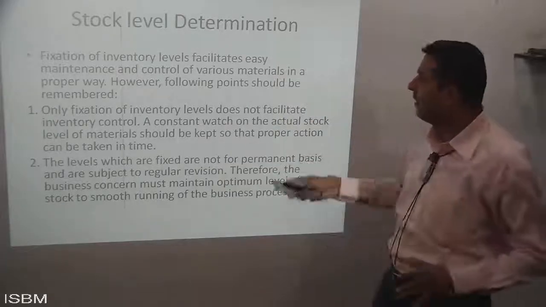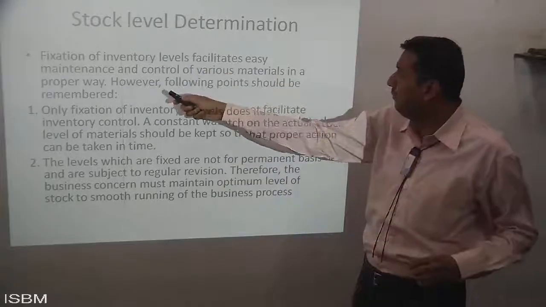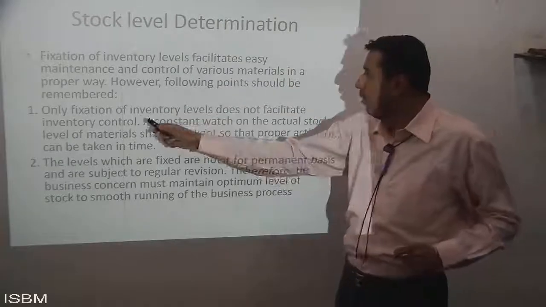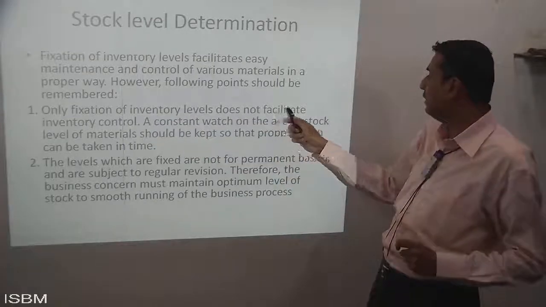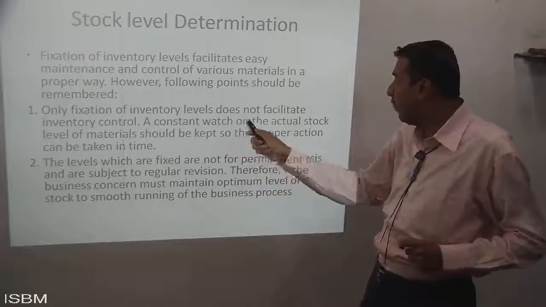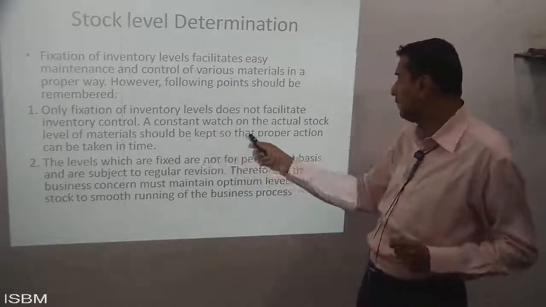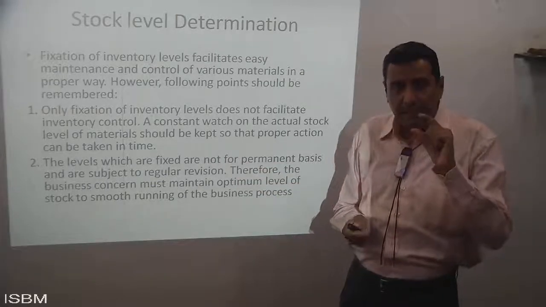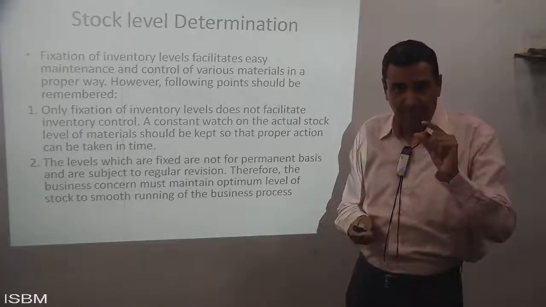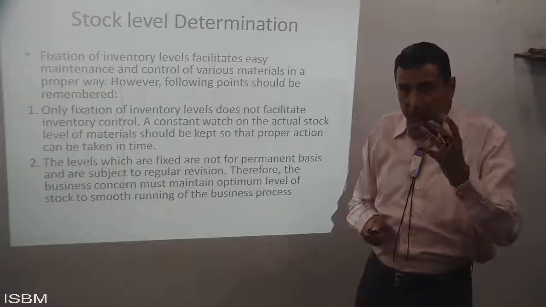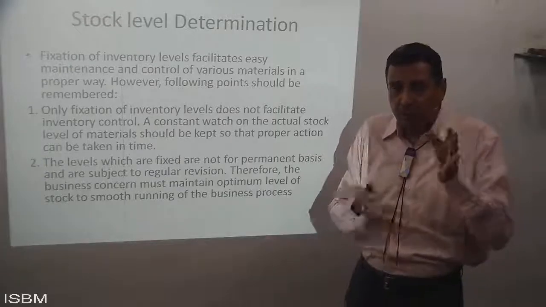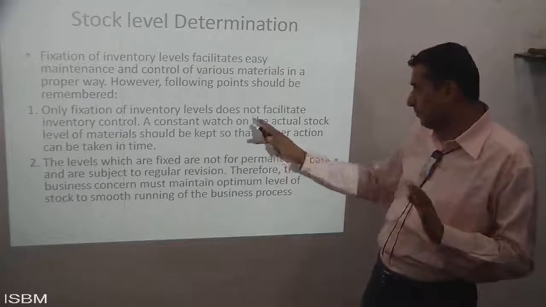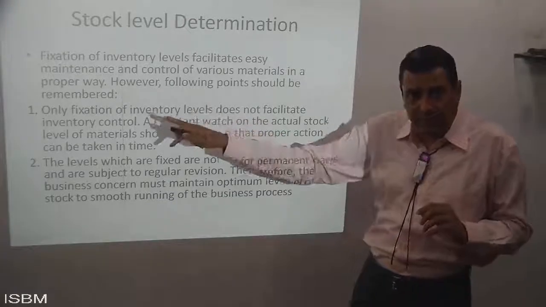Stock level determination. Fixation of inventory level facilitates easy maintenance and control of various materials in a proper way. However, the following points should be remembered. Only fixation of inventory level does not facilitate inventory control. A constant watch on the actual stock level of material should be kept so that proper action can be taken on time. Here, the inventory manager takes out various reports from the inventory management system and constantly reviews the position of stock level so that it does not result in understocking or overstocking. So, only fixation of inventory levels is not enough.